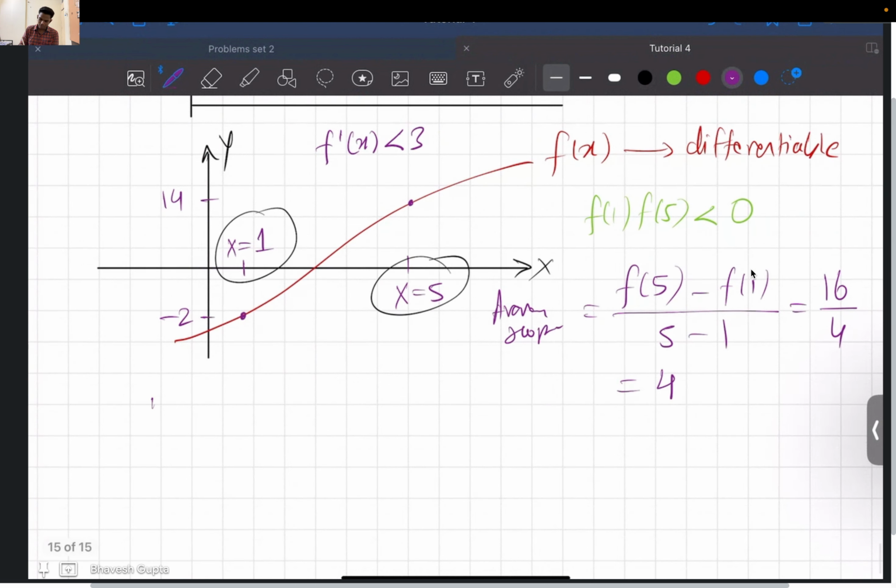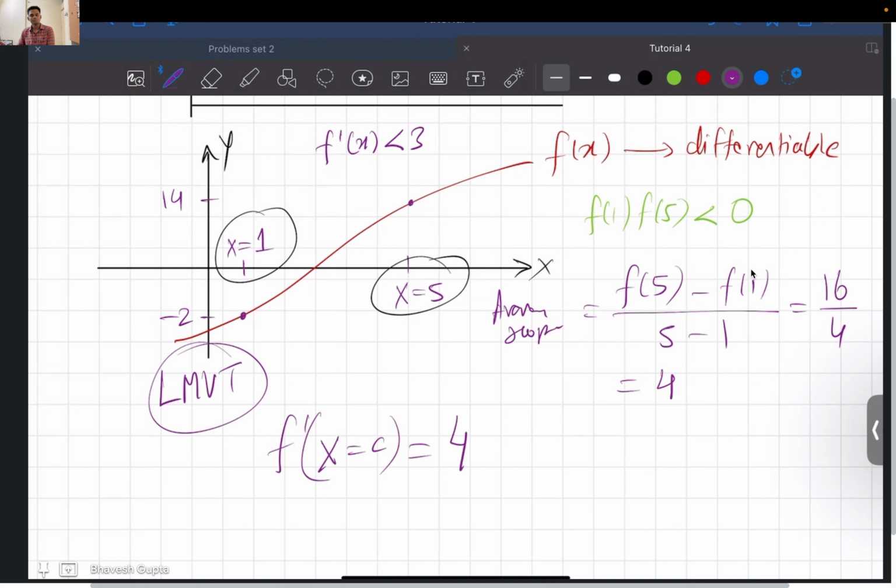But using my Lagrange mean value theorem, it basically tells me that there exists a particular c, x equal to c, where the instantaneous slope will be equal to the average slope. They exist, right? But they have told me to verify this. So how can we relate them? That's the question.